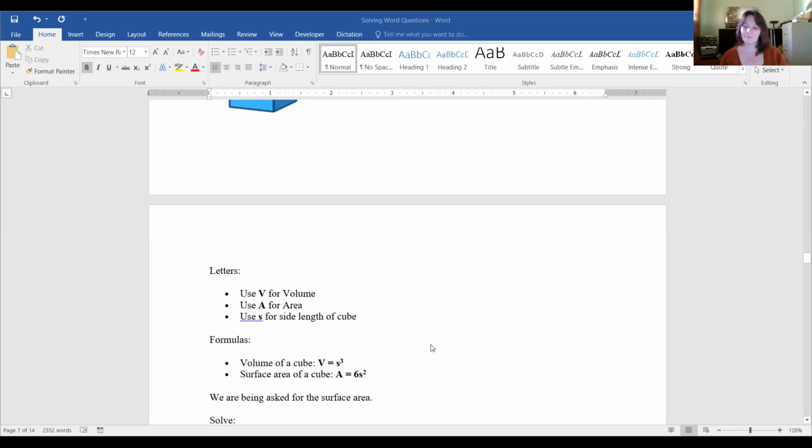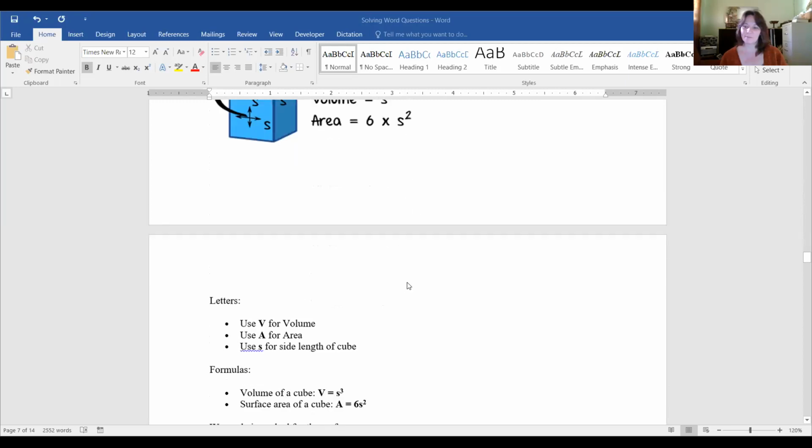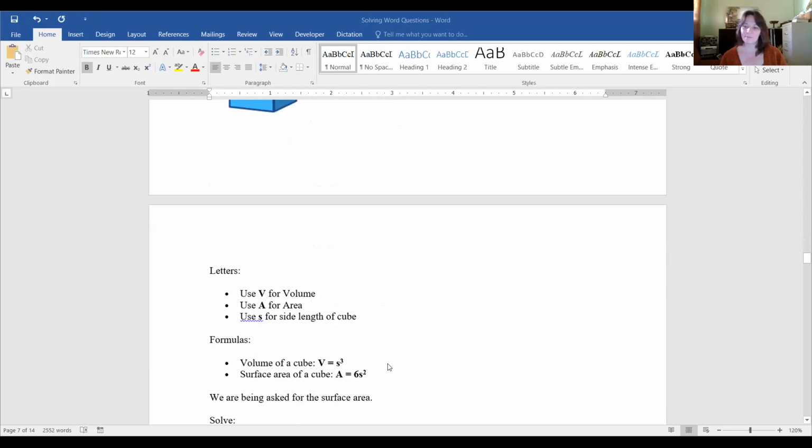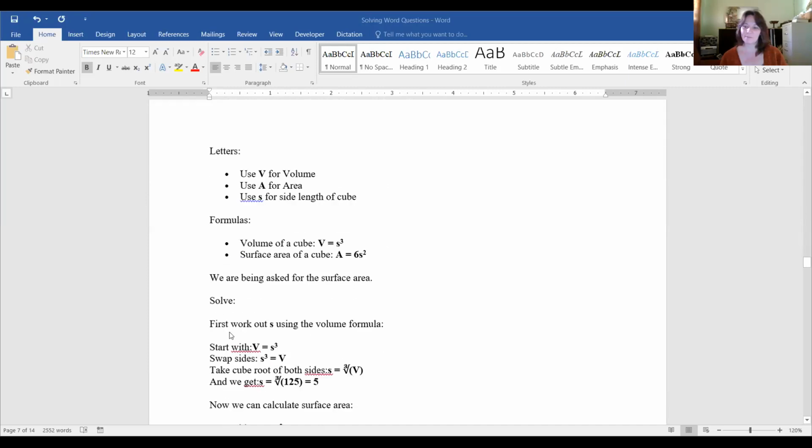So if we look at V for volume, we know the volume is s cubed. So we already have that. A is 6 times s squared. So we have that. The first thing we have to do is use the fact that the volume is 125. Now, we ignore the units when we're doing this. We can't take the cube root of a millimeter. That doesn't make any sense. So we ignore the units and just concentrate on the numbers.